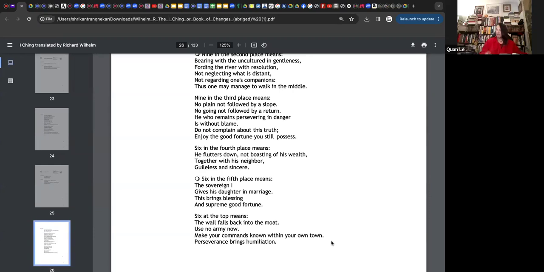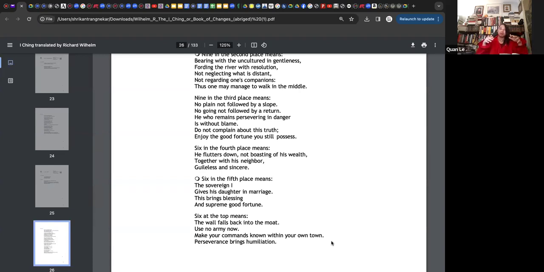So, six in the fifth place means the sovereign. Once again, the fifth place means the timeless form of goodness, translating in time as valor, creativity, inventiveness, and discovery. And so the sovereign gives his daughter in marriage. This brings blessing and supreme good fortune. And once again, I repeat, I chose hexagram 11 because it's a kind of theoretical summary. The fifth line, or line 5, corresponds to the place of the sovereign, okay?